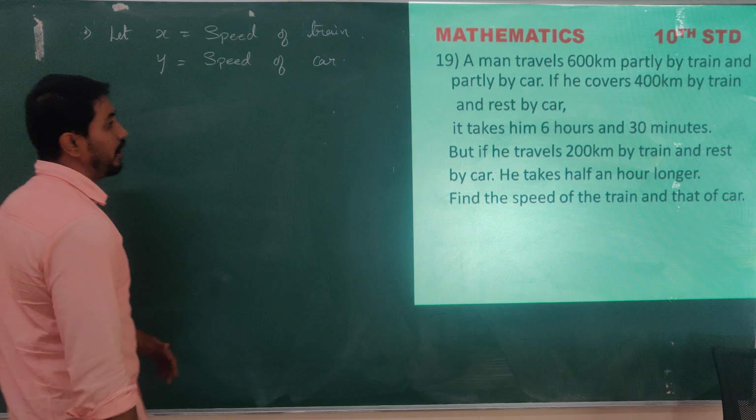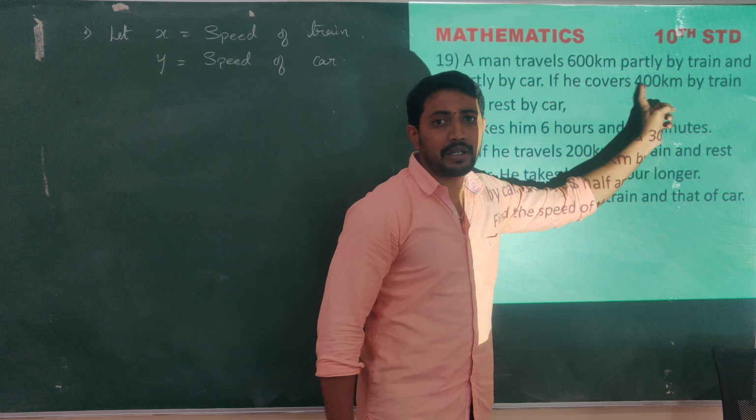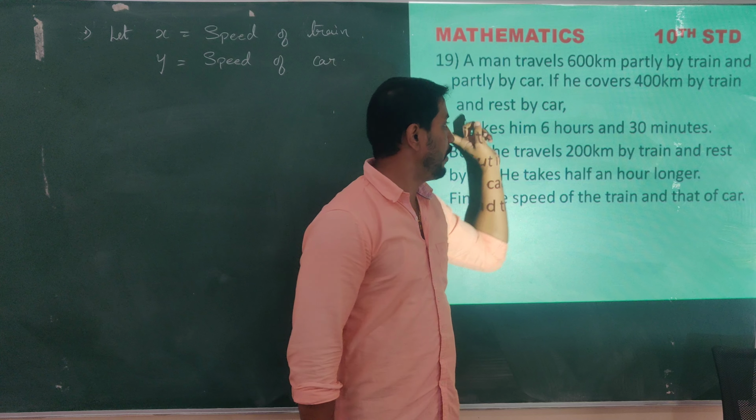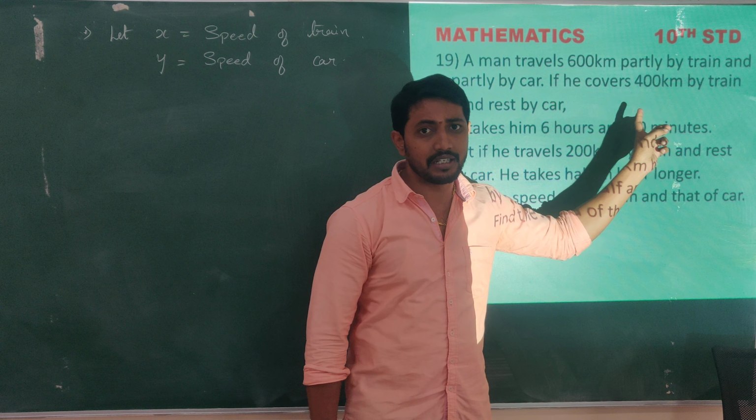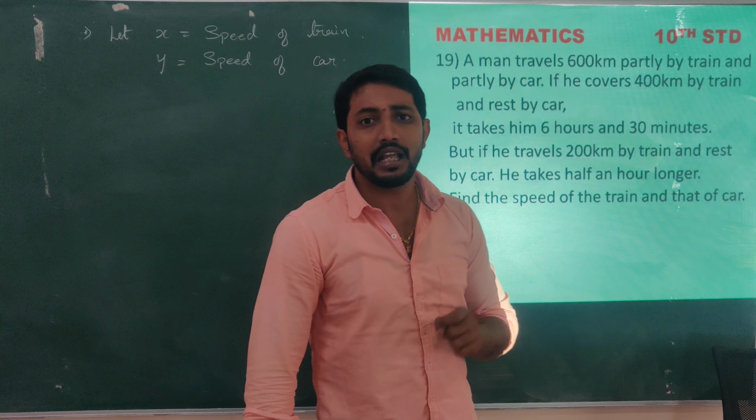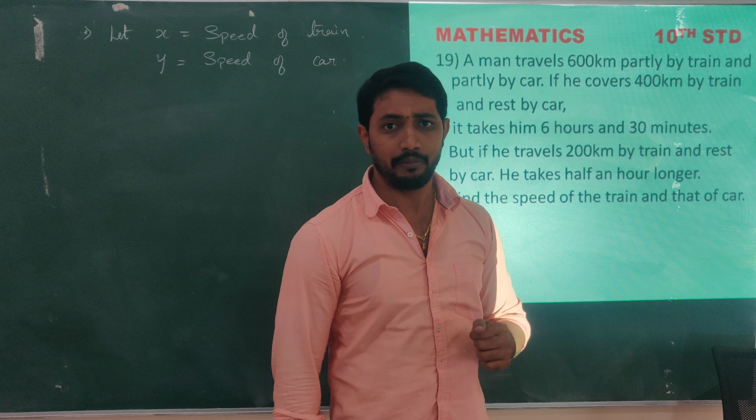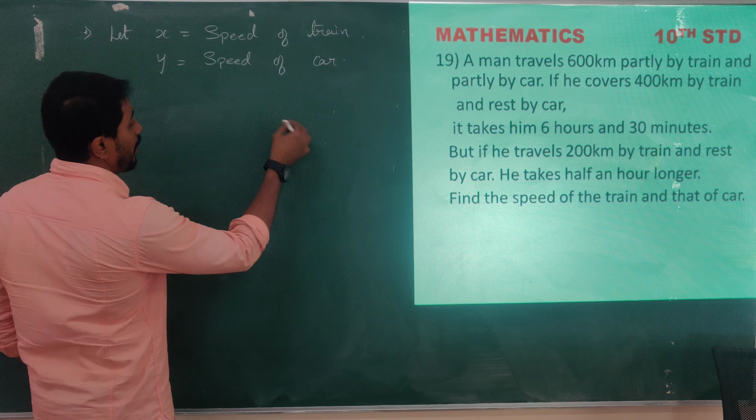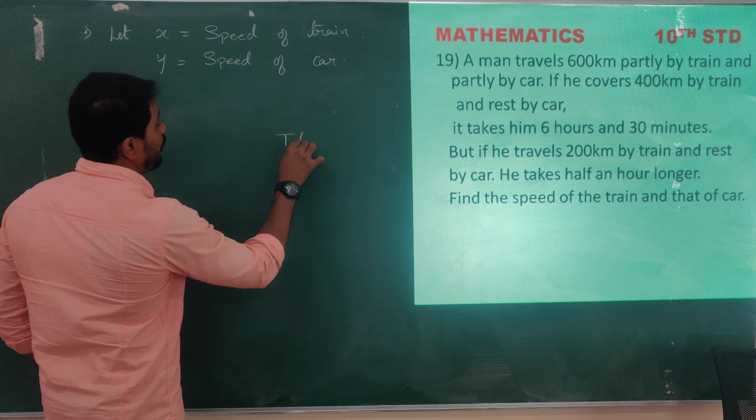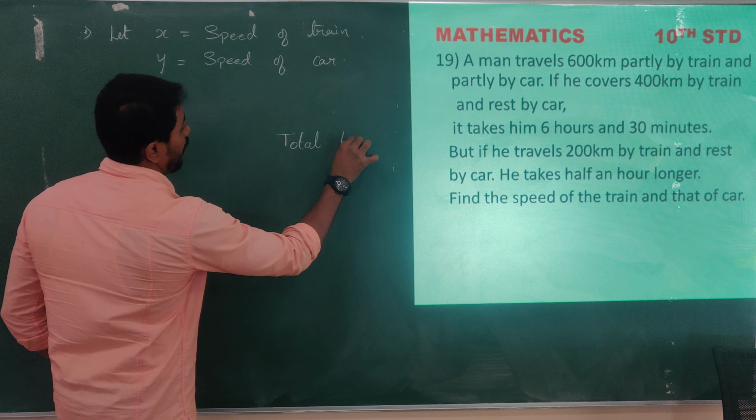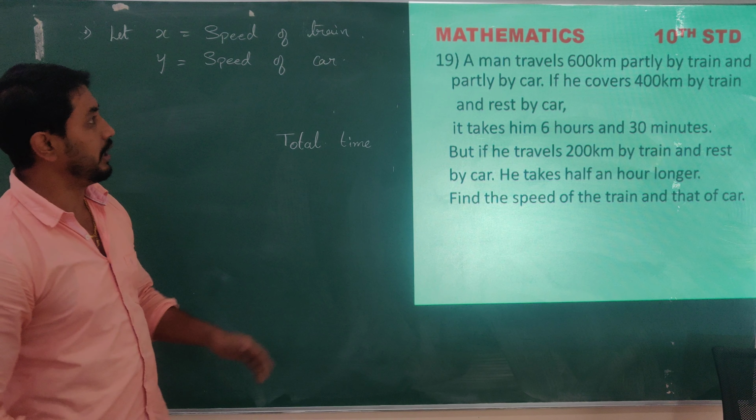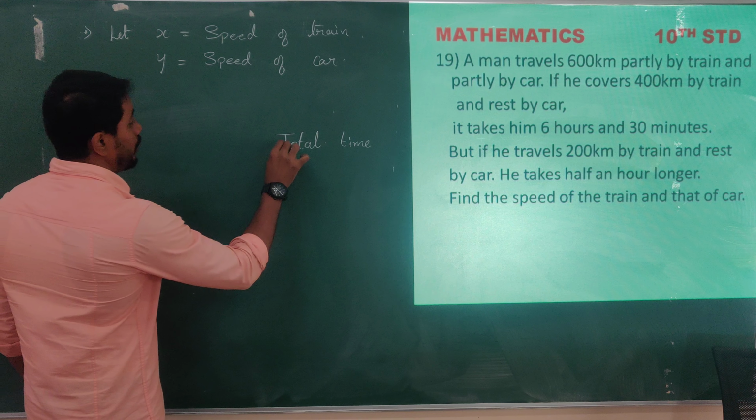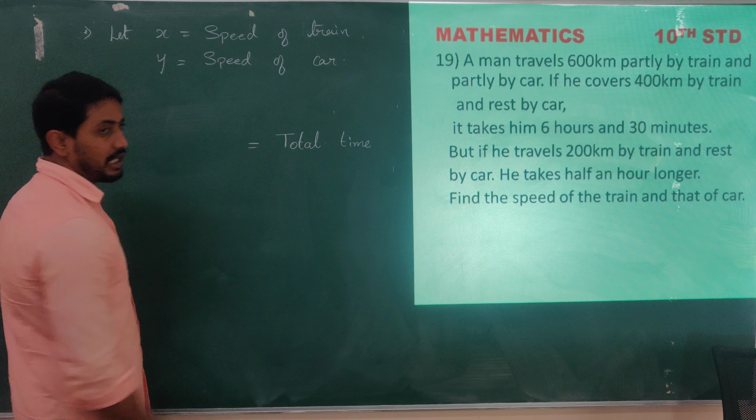The first process is that he travels 400 km by train and the rest, 200 km, by car. For that he takes 6 hours 30 minutes, right? So let us obtain a mathematical equation in terms of time. To cover 600 km, how much time does he take? How much time does he take to cover the total distance? That is the total time.